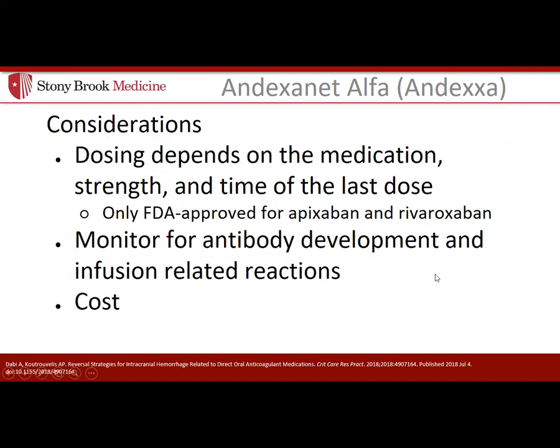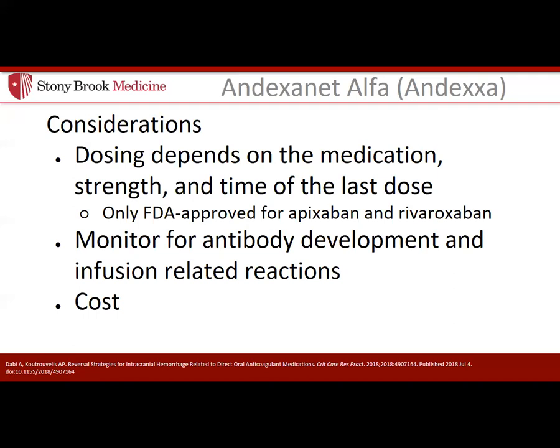So there are other considerations when giving this. It depends, again, on these three things: the medication that they're giving, the strength of the medication, and the time of their last dose of anticoagulant. And it is only FDA approved for apixaban and rivaroxaban. That's not to say it cannot be used for the other ones, but it would be like an off-label indication.